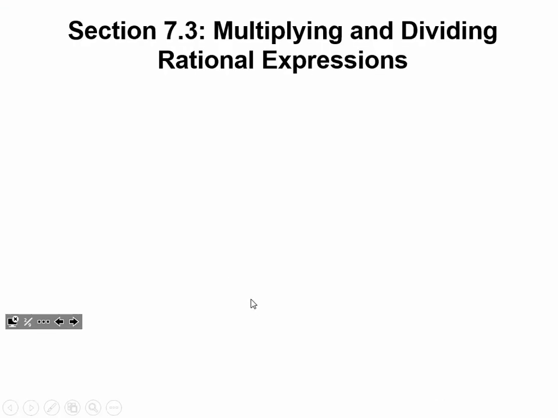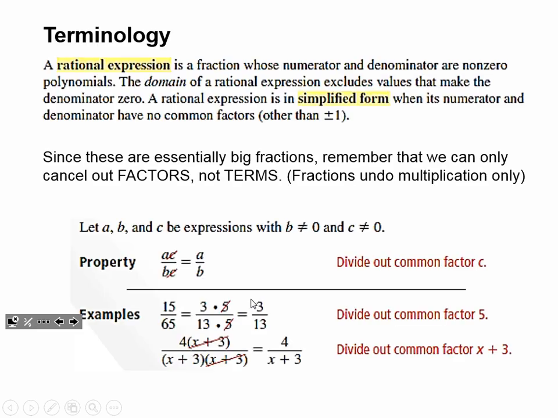Welcome to Algebra 2. Today we've got section 7.3, multiplying and dividing rational expressions. A little bit of background on what rational expressions look like: they're basically just fractions, and we've practiced graphing rational functions. Expressions are like rational functions, except they're not part of an equation. So it's not y equals a fraction, it's just a fraction with x terms in it.